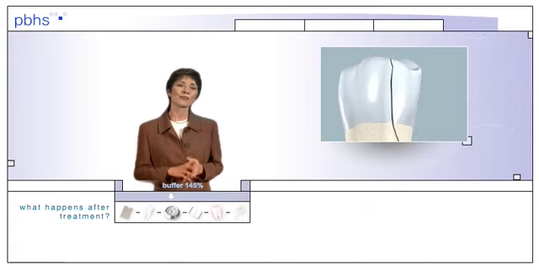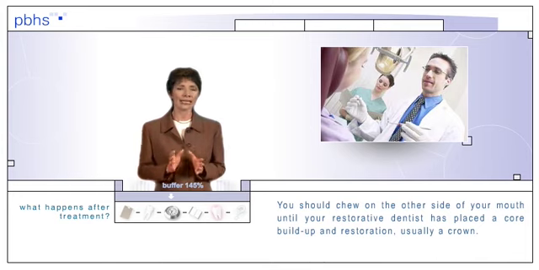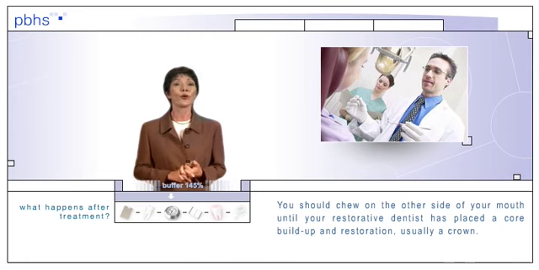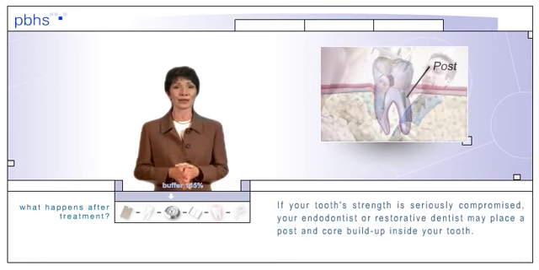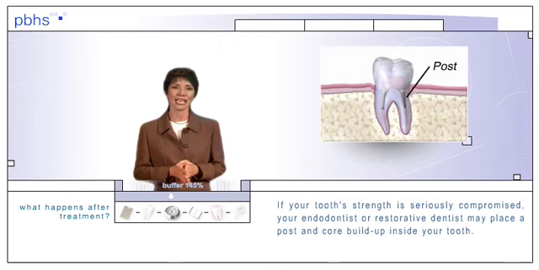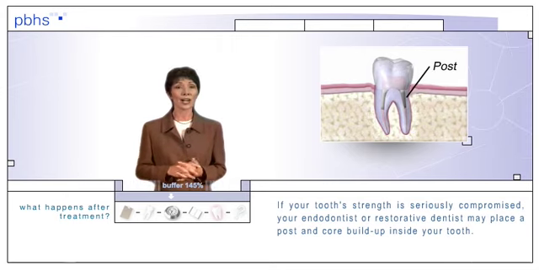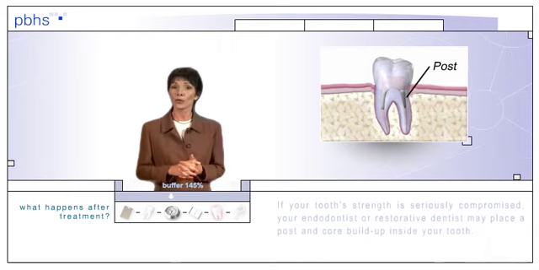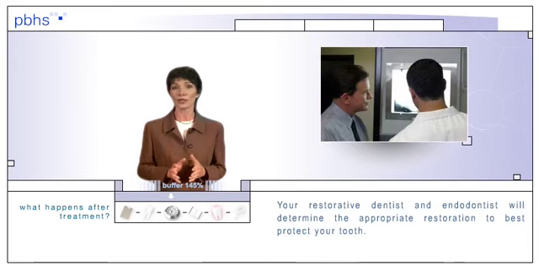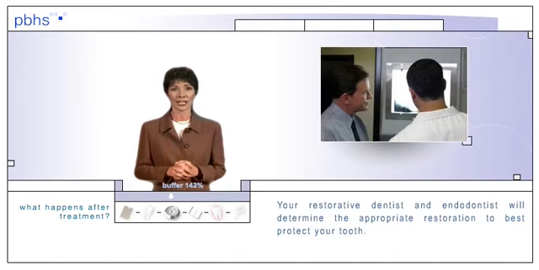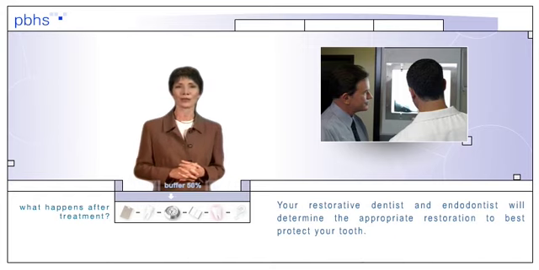You should contact your restorative dentist's office for a permanent restoration within a few weeks of treatment. Your tooth is more prone to fracture immediately after endodontic treatment. You should chew on the other side until your restorative dentist has placed a core buildup and a protective restoration, usually a crown. If your tooth strength is seriously compromised, your endodontist or restorative dentist may place a post and core buildup inside the tooth. Your restorative dentist and endodontist will determine the appropriate restoration to best protect your tooth.